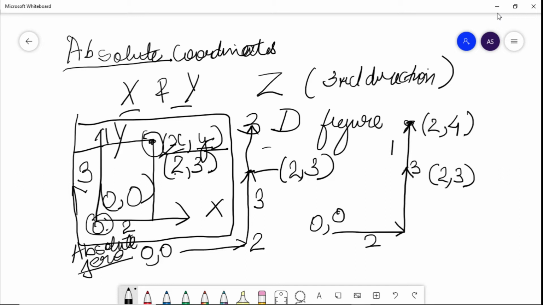So at this position, in the absolute coordinate system, from the absolute point of view, at this 0 and 0, the position here is 2, 3, and at the new point the position of the point is 2, 4. So this is the absolute coordinate system when you take the reference distances for the value of x and y from the absolute 0.